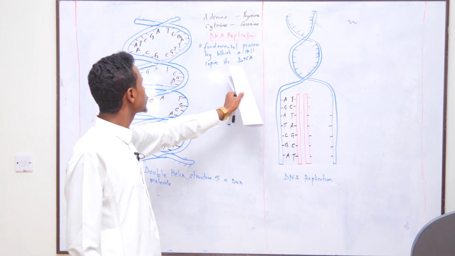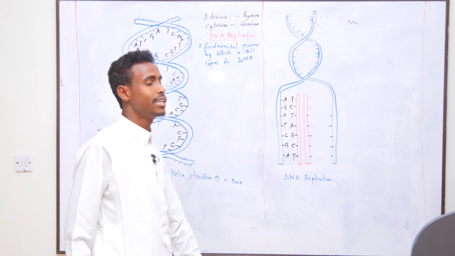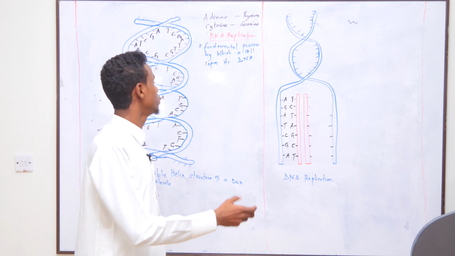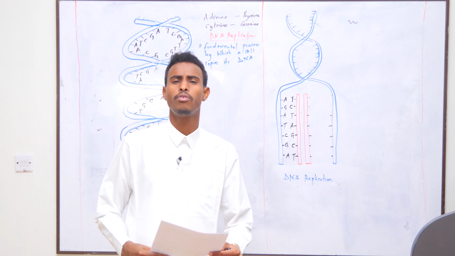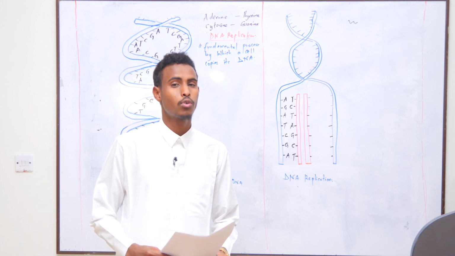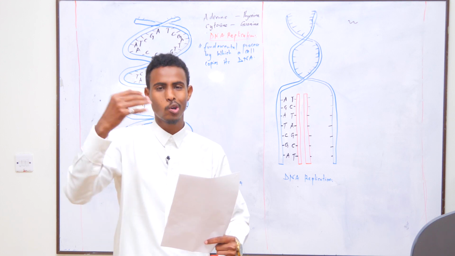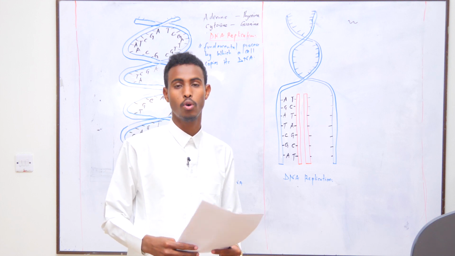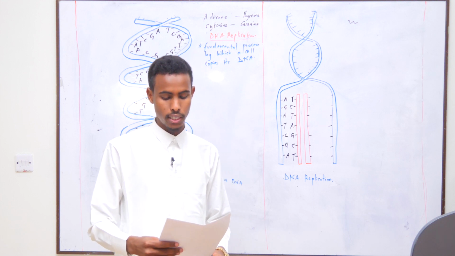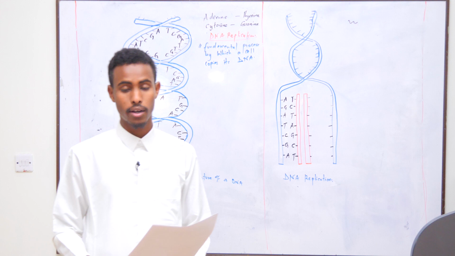And therefore, DNA replication is very crucial during cell division. How? It ensures that the genetic information from the parent is exactly copied into the offspring. And that is why we say inherited characteristics are passed on.